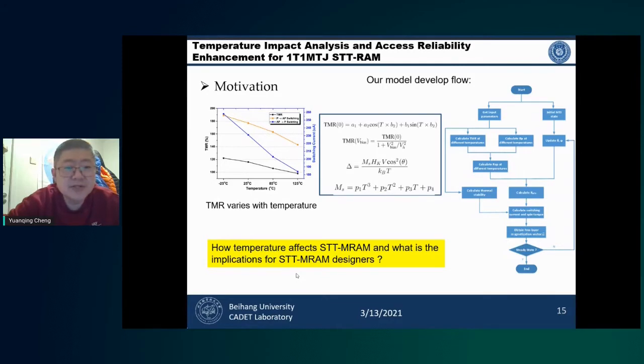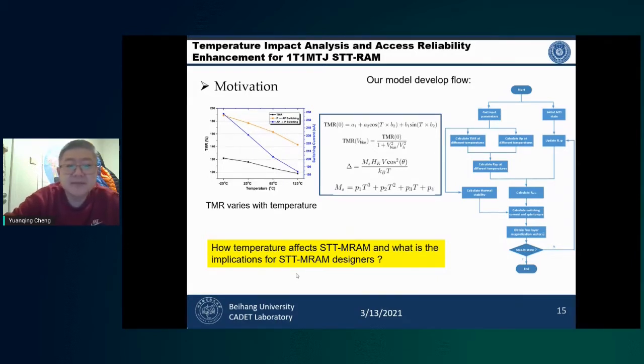So we try to analyze the temperature impact on the read reliability and write reliability of the STT-MRAM, and look at what the implication is for STT-MRAM designers. We may have to pay attention to the thermal effect so that we can make our MRAM chip more robust and more reliable after fabrication.